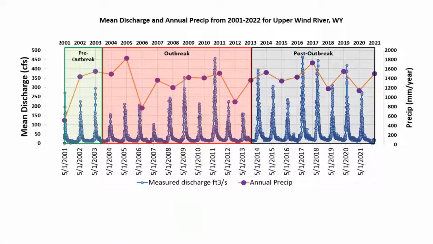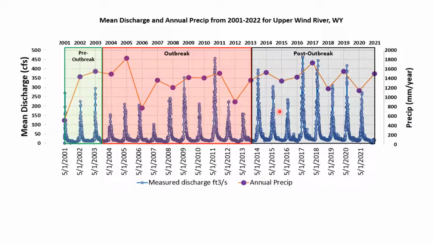So just to look at the raw data first, we have the daily mean stream flow plotted from the pre-outbreak to the outbreak and to the post-outbreak. Precipitation was also plotted here above. You'll immediately notice that the peak flows start to increase during the post-outbreak period.